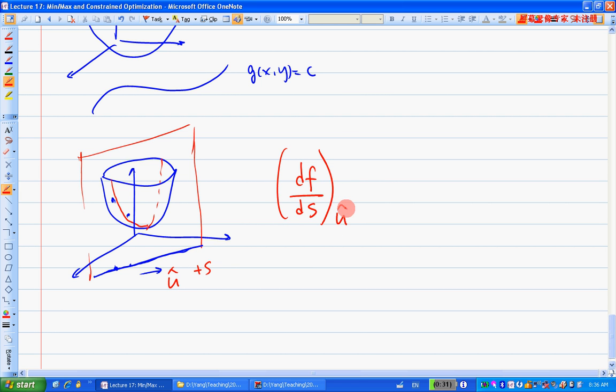In which direction? In the u hat direction, right? So remember, what do we call this? It's called directional derivative. So where is the minimum point or maximum point? That's when the directional derivative equals 0. That's right. So equal to 0 gives min or max.